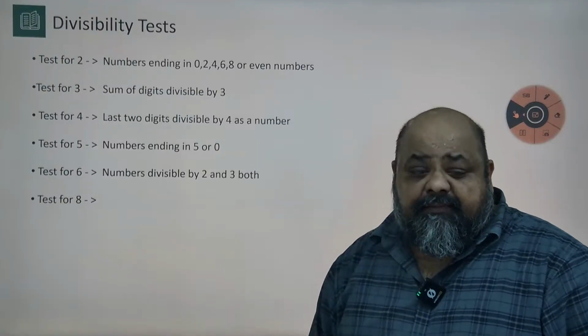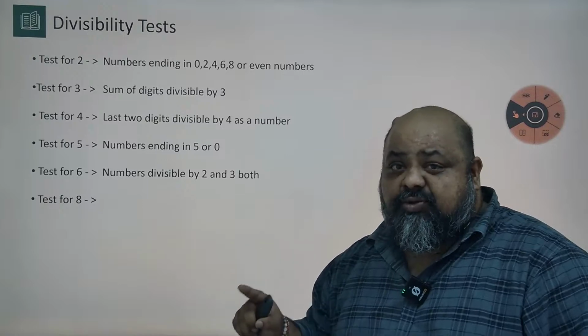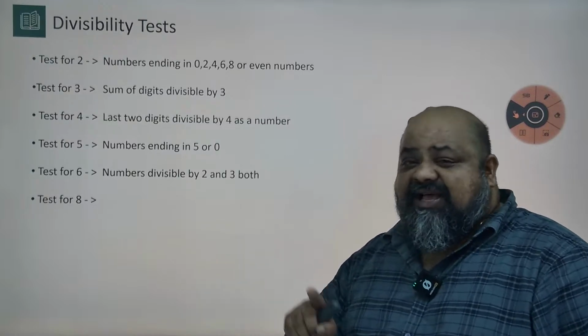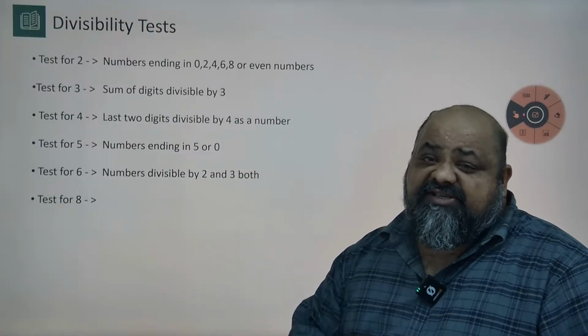Divisibility test for 8 then. For 2, I check the last digit. For 4, 2 square, we check the last 2 digits. For 8, 2 cube, we will check the last 3 digits. If it were 16, 2 raised to power 4, we will check the last 4 digits.